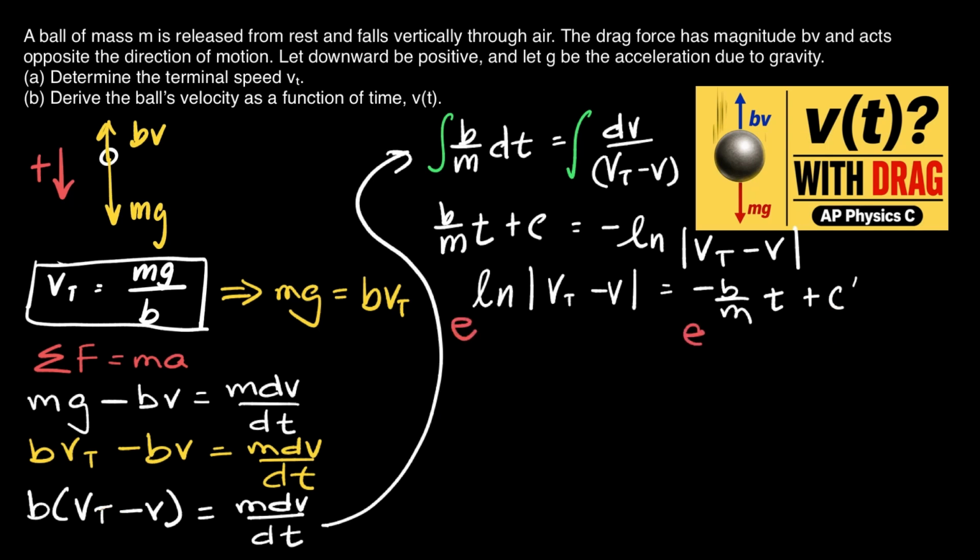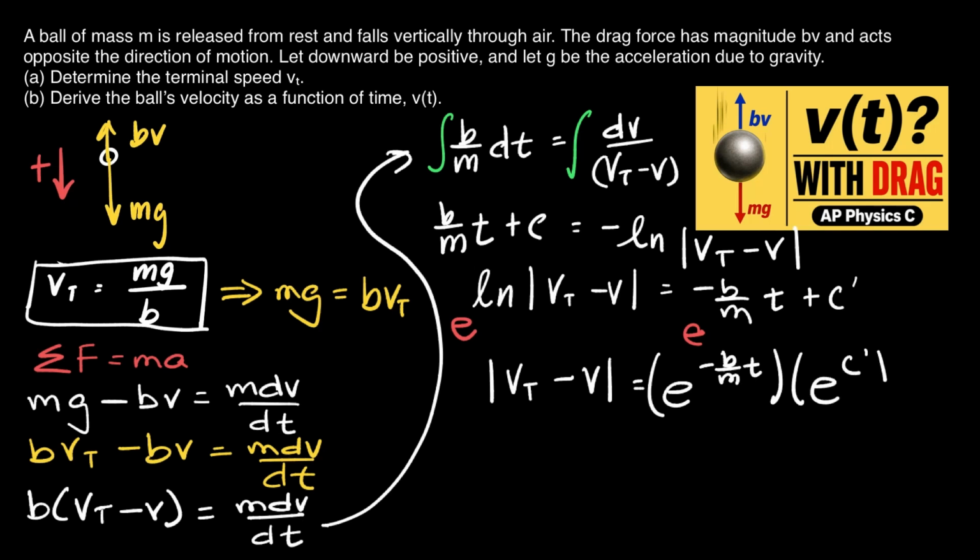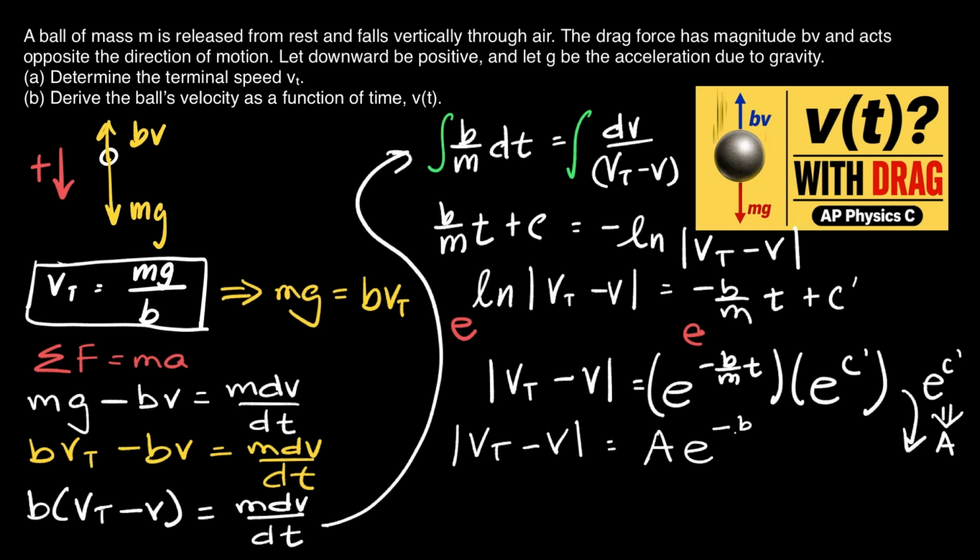Exponentiating both sides to get rid of the natural log, we get on the left-hand side the absolute value of vt minus v is equal to e to the negative bt over m times e to the power of c prime. Since e to the c prime is just another constant, I'm going to call that constant a. Substituting that into our equation, we get that the absolute value of vt minus v is equal to a times e to the power of negative bt over m.